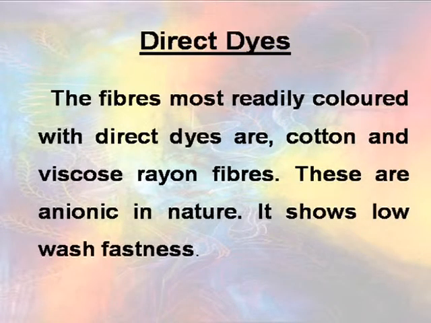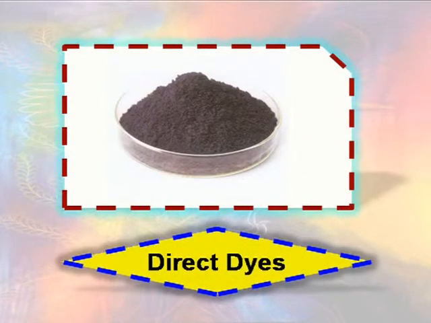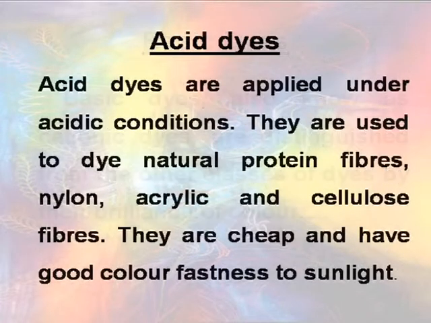Direct dyes. The fibers most readily colored with direct dyes are cotton and viscose rayon fibers. It shows low wash fastness. Basic dyes. Basic dyes, also known as cationic dyes, are distinguished from the other classes of dyes by their brilliance of color.